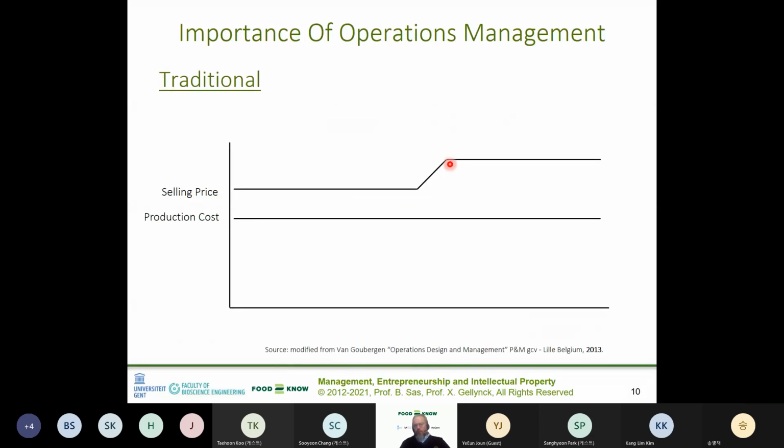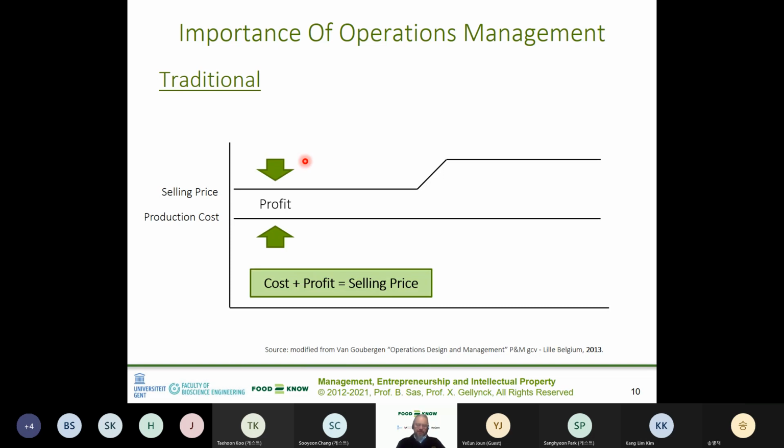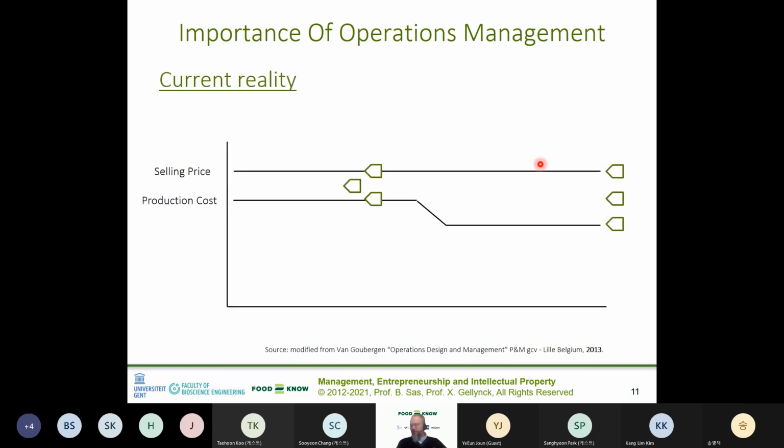Now, why is operation management important? In a traditional way, or in the past, profit was basically cost plus an amount of profit, and that was your selling price. So you had just your cost, you added the profit you want to make, and that was a selling price. And then, of course, if you increased the profit, you increased also the selling price. Nowadays, it's different. Everybody can easily go, for instance, on the internet and compare prices. So you have, for similar products, more or less from the public, the same selling price.